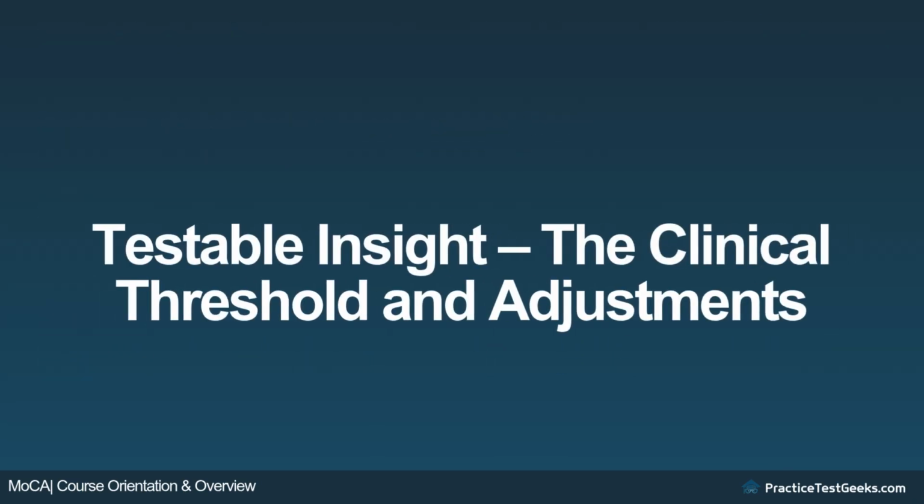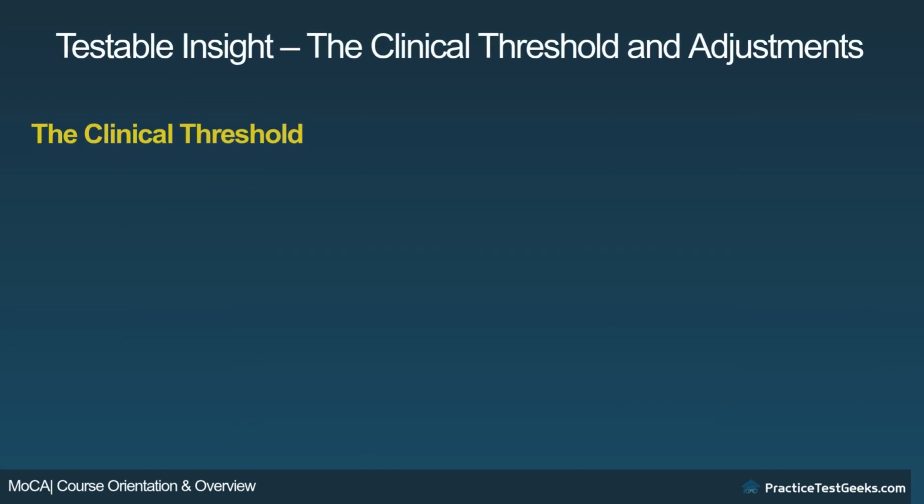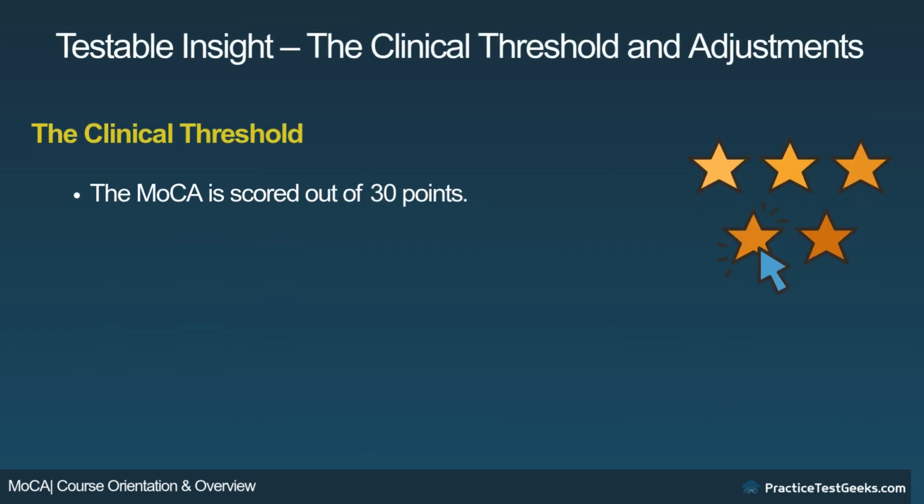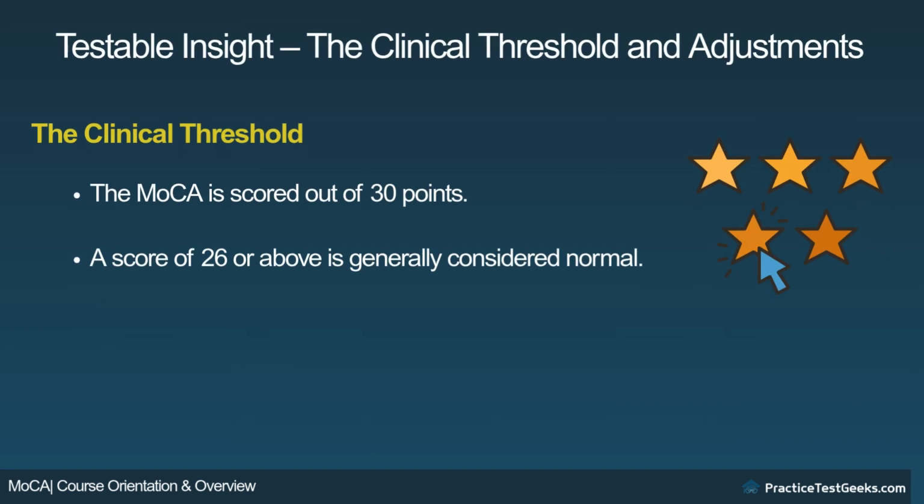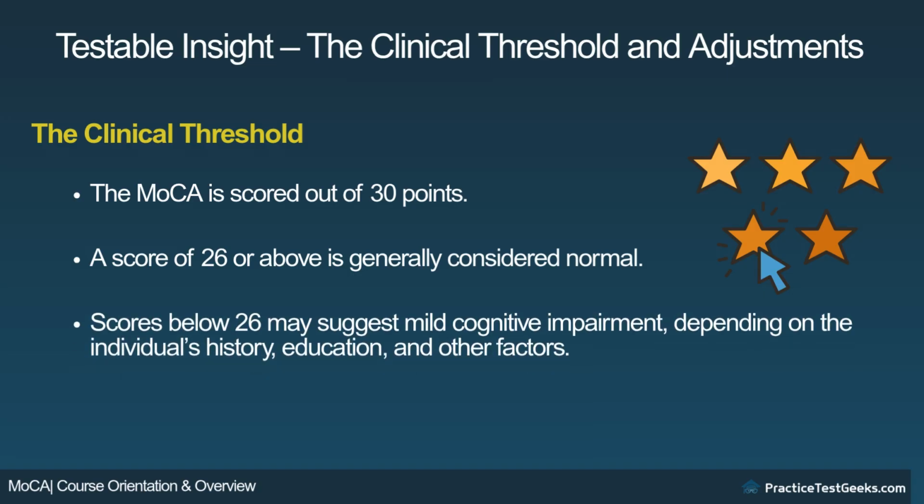Testable insight: the clinical threshold and adjustments. This section focuses on what learners are most tested on when it comes to understanding the purpose of MoCA. The clinical threshold: the MoCA is scored out of 30 points. A score of 26 or above is generally considered normal. Scores below 26 may suggest mild cognitive impairment, depending on the individual's history, education, and other factors.